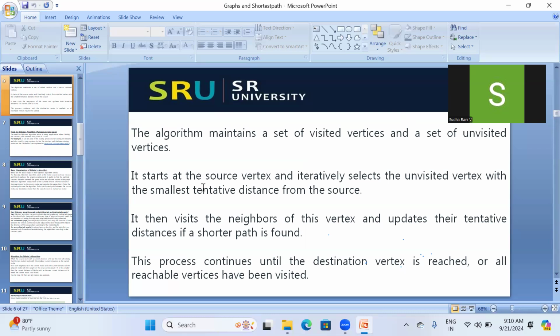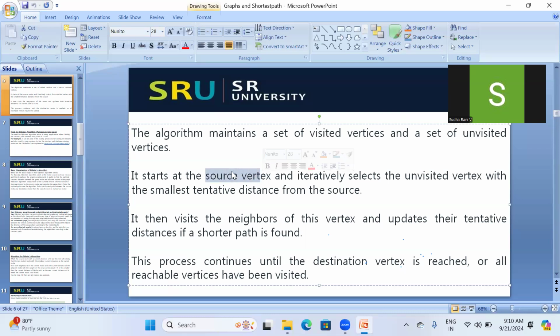Now the second one: in the graph, the traversing is going to start only from the source vertex. Traversing is going to start only with the source vertex. In the graph, we can choose any one of the nodes as the source vertex, and from the source vertex only the traversing starts.